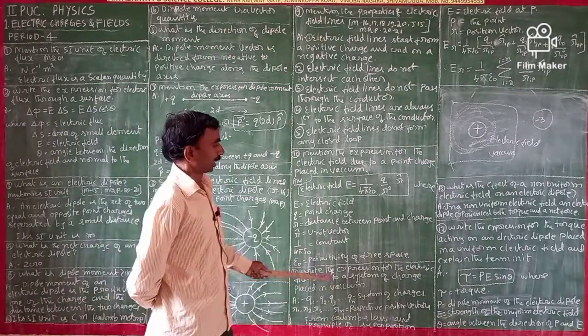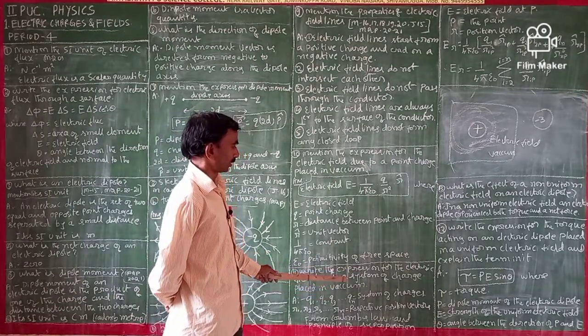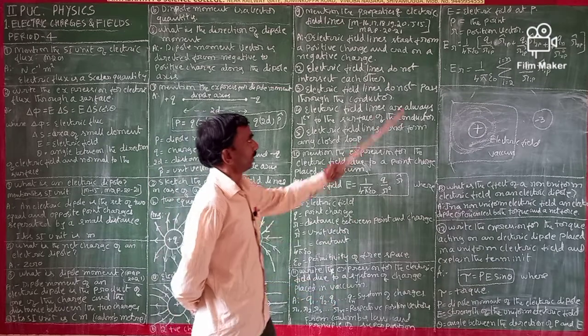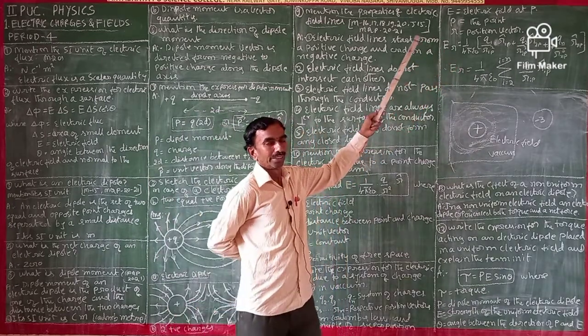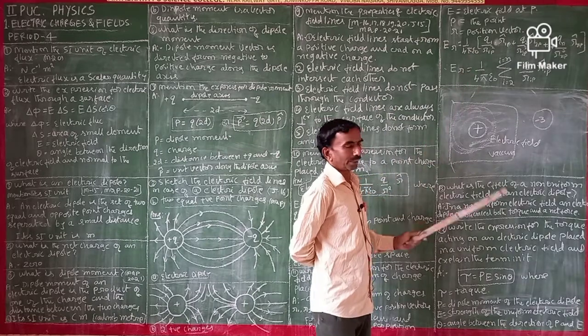So, write the expression for the electric field due to a system of charges. From this to this, you have to write it in a rough by seeing one time and without seeing another time.